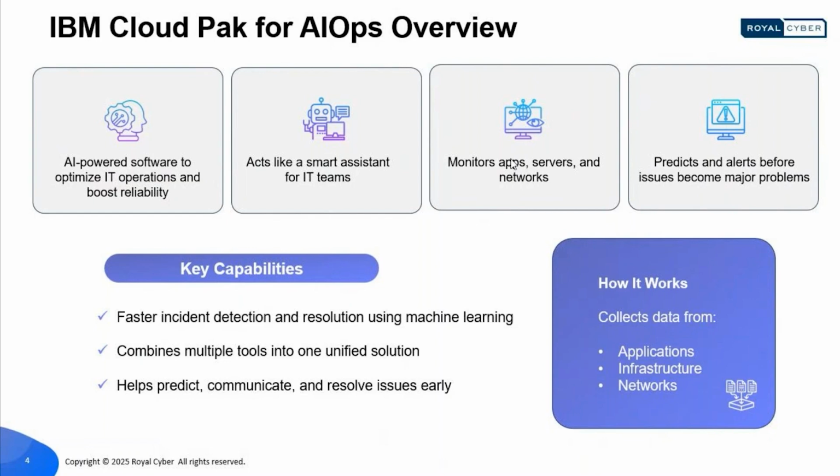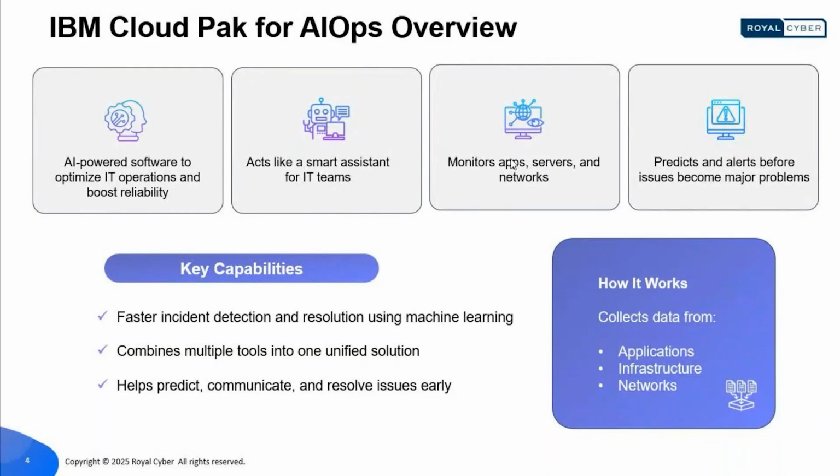So it will provide you the view of everything that will happen to your system so that you can take actions accordingly. Now, these are the key capabilities. It is faster incident detection, so you can easily detect the incident and you can also resolve those issues using ML, machine learning. Combines multiple tools into one unified solution, so it can combine multiple tools, right? Helps predict, communicate, and resolve issues early. So it means you have the benefit to predict the issue if it is happening in your system. It can also communicate to the stakeholder and it can automatically resolve your issues as well.